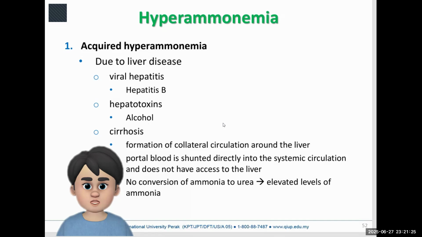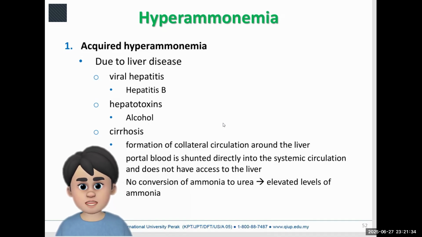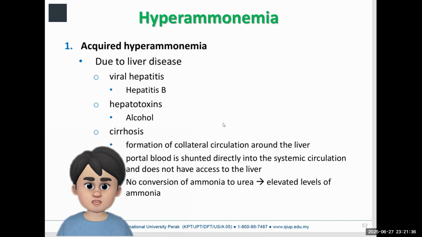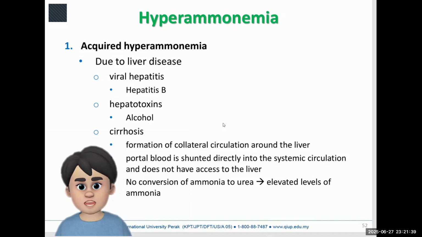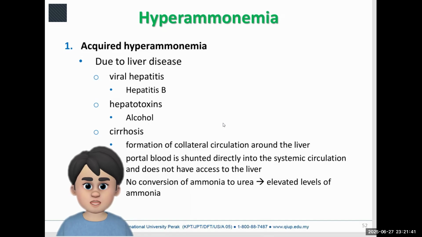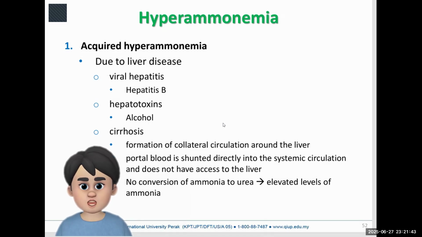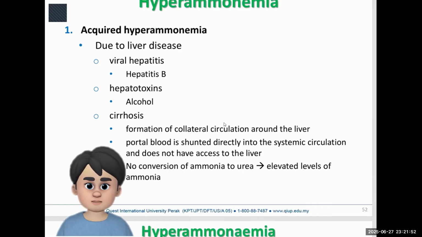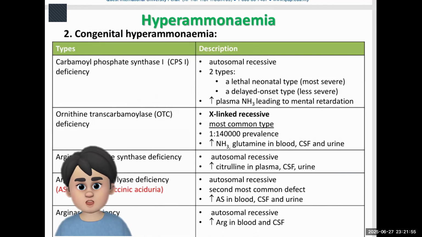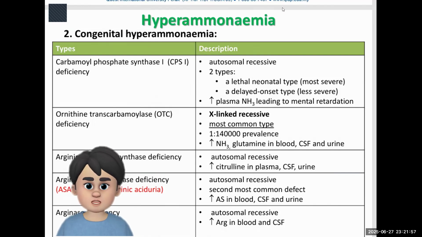Acquired hyperammonemia is due to liver disease: viral hepatitis, hepatitis B, hepatotoxins, alcohol, cirrhosis, and formation of collateral circulation around the liver. Portal blood is shunted directly into the systemic circulation and does not have access to the liver. There is no conversion of ammonia to urea, so the level of ammonia is elevated. There is another one you have to know to some extent.